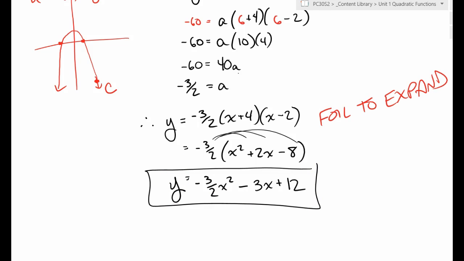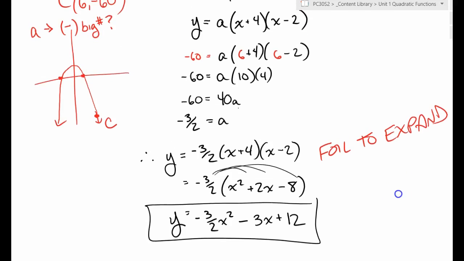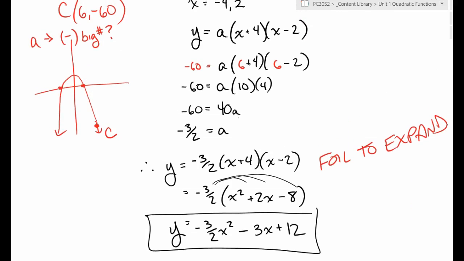Okay, so steps to consider. What information can we extract from the question? How does that fit into what we already know about writing an equation of a function? And then how can we put those two pieces together? How can we reconstruct it to be in general form? Making sure that we always triple check that we've solved for A.